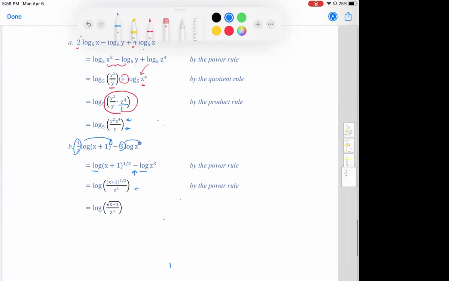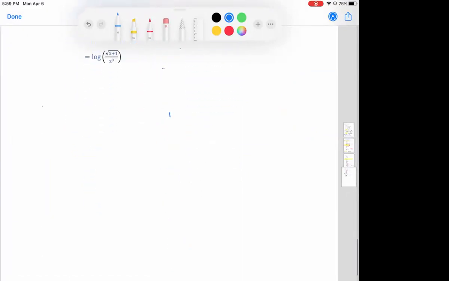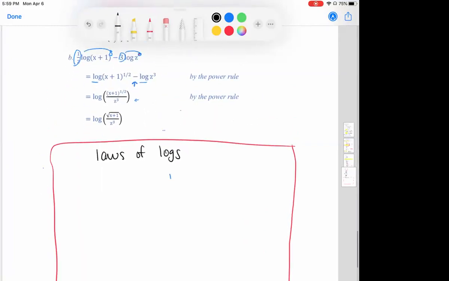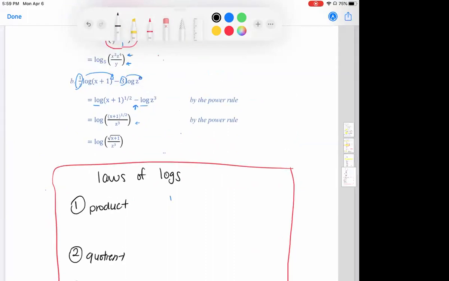And that's it for today's lecture. So before we leave, let's make a safe space where we have all of our laws of logs. That's what I've often seen it called, laws of logs. And we have them written in our notes. So let's take a moment to remember our laws of logs. We have our product rule, something that looks like a quotient, and then exponent. Let's take a look back.